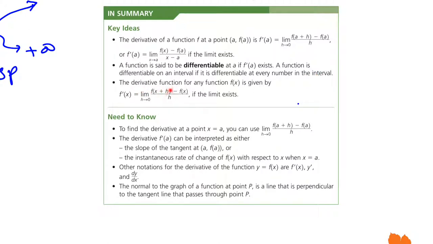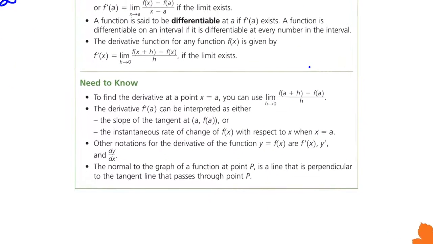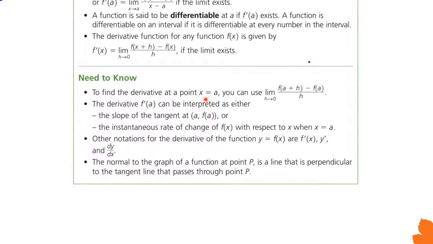The derivative of f of x as a function of x is denoted by f prime of x, and it is the limit of f of x plus h minus f of x over h as h approaches 0, if the limit exists. To find the derivative of f of x at x equals a, we use the difference quotient, and we find the limit of the difference quotient as h approaches 0. The derivative f prime of a can be interpreted as either the slope of the tangent line at a and f of a, or the instantaneous rate of change of f of x with respect to x at x equals a.